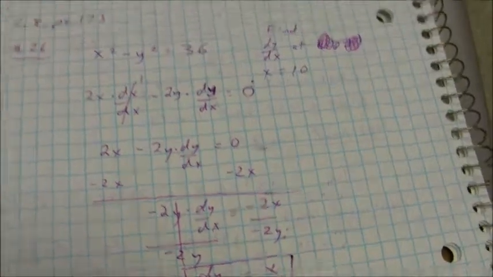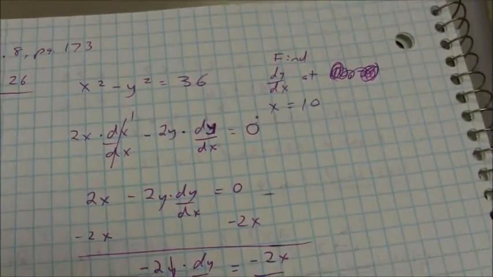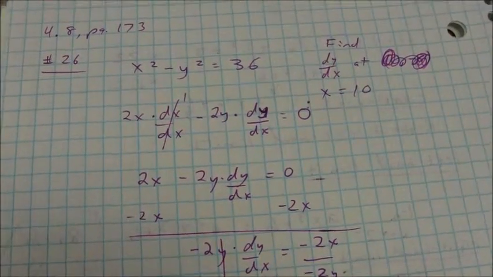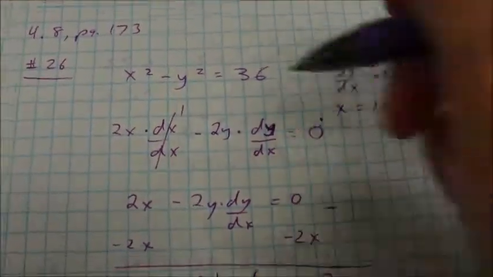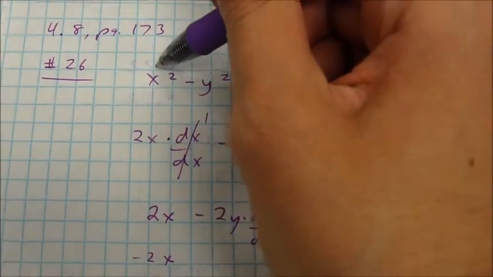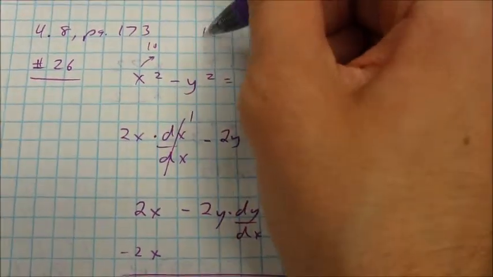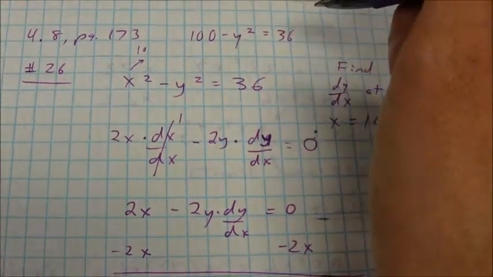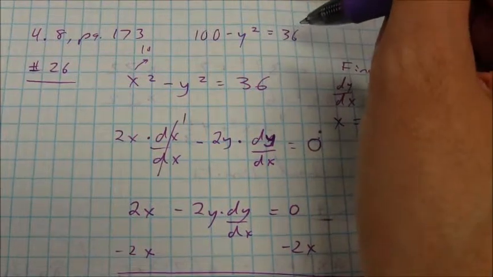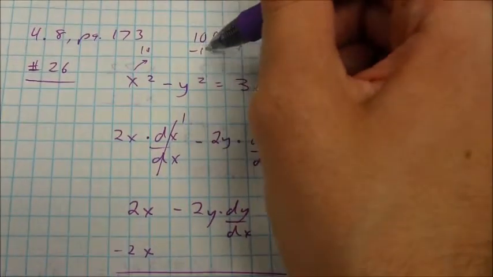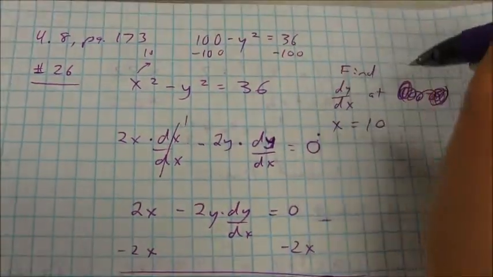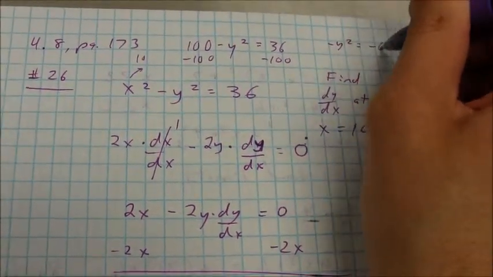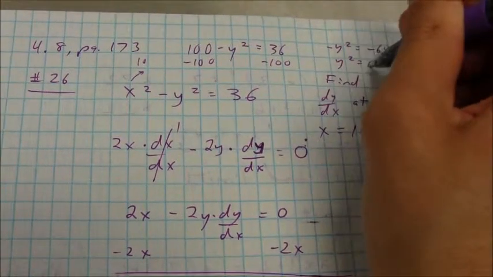To finish this out, I want to find the slope of the tangent where x is equal to 10. Notice here, unlike the book problem, it doesn't actually give me the other coordinate of the point. So I'm going to go back in here and substitute in a 10 for x. That gives me 100 minus y squared equals 36. I can subtract 100 from both sides. I'm going to find out in this case that negative y squared is equal to negative 64, meaning that y squared is equal to 64.